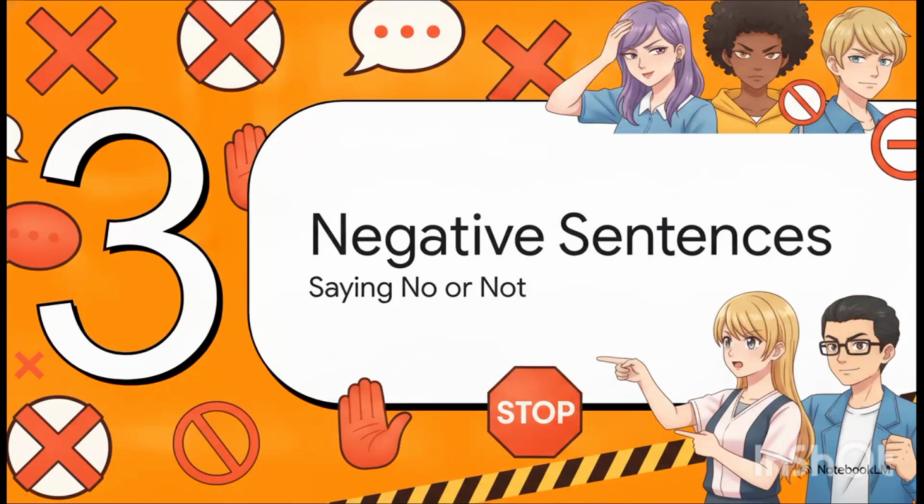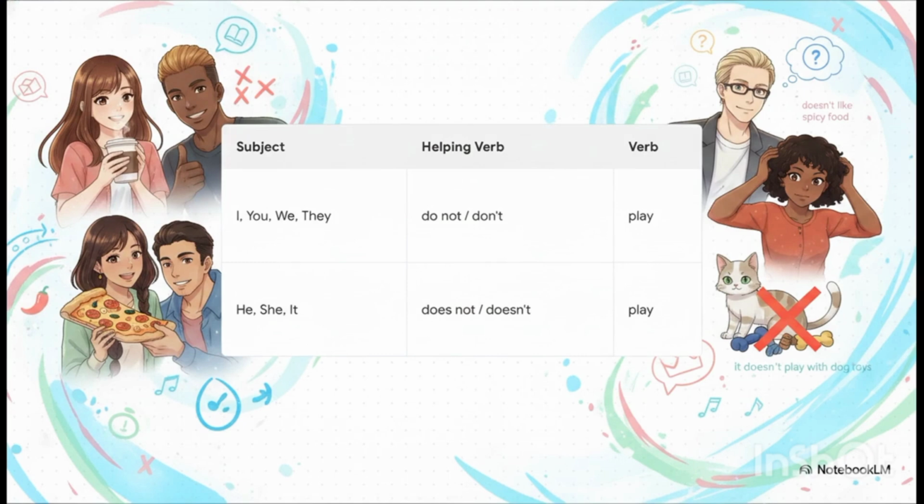We've nailed the positive statements. Let's move to section 3, making negative sentences. This is how we confidently say no or not. Notice something familiar here? You definitely should, because the exact same subject grouping we learned earlier applies perfectly to choosing between don't and doesn't. For I, you, we, they, we use do not, or its everyday short form, don't.